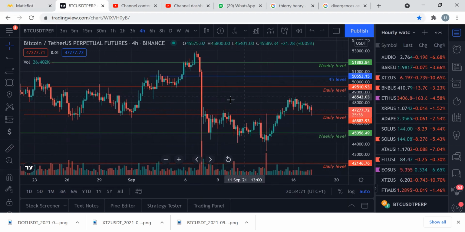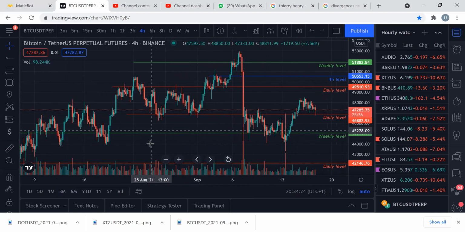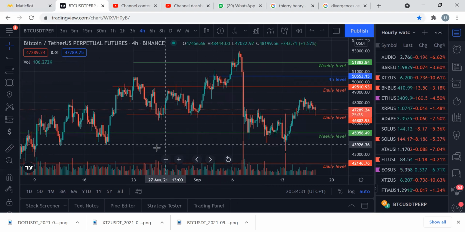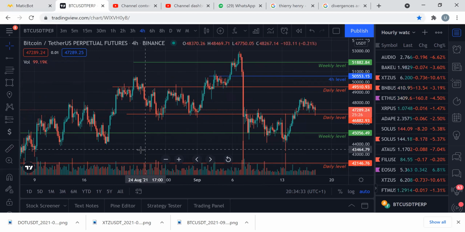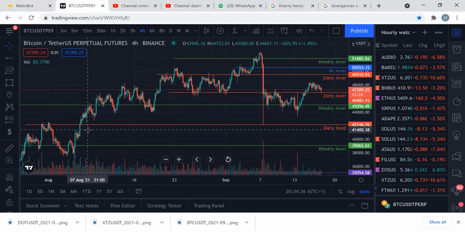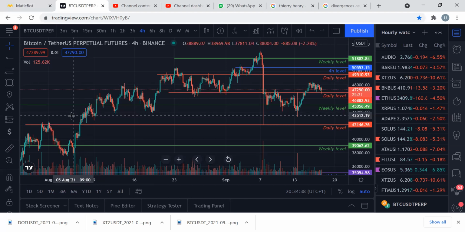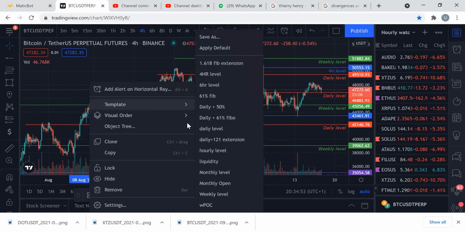As you can see, there's no other 4 hour level again. We can mark this place, but it's too close to this weekly, so I wouldn't mark it. We can mark this. Yeah, we can mark this place, and name it 4 hours time frame.